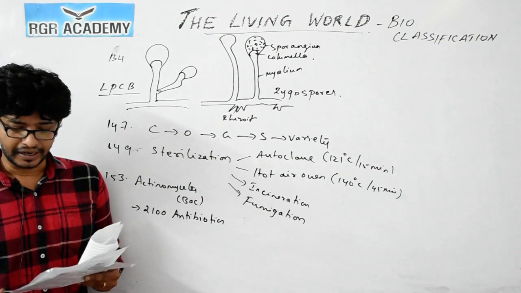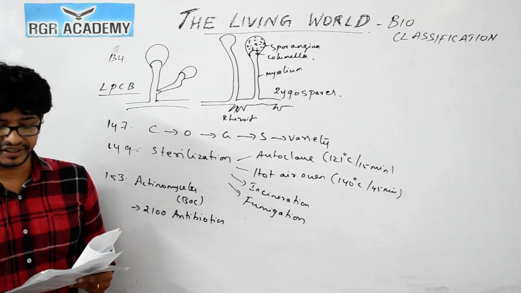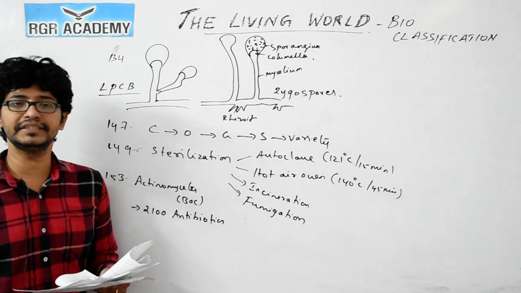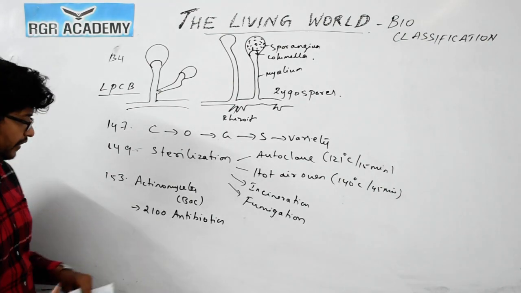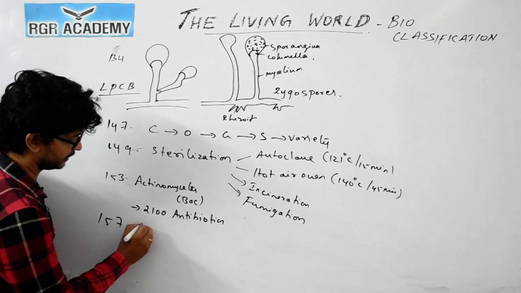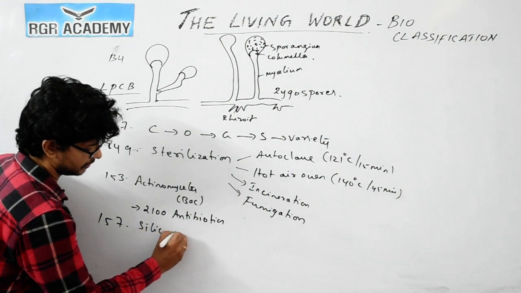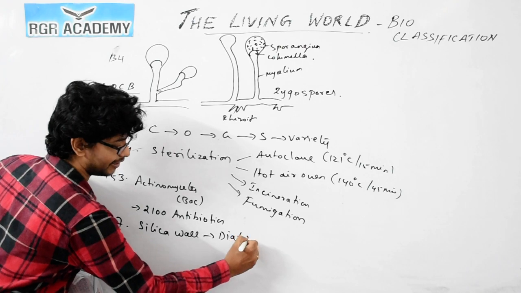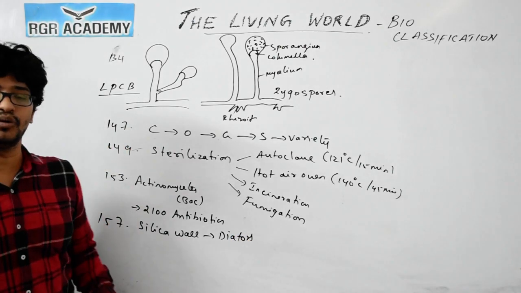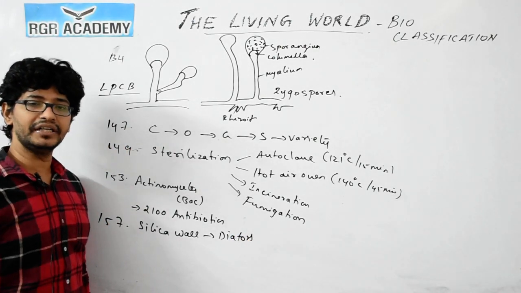Then 157, unlike other algae, diatoms do not readily decay because the diatom cell wall is made up of silica, a siliceous wall, and this silica wall usually will not be degraded. So what happens, this gets deposited at the bottom, right?